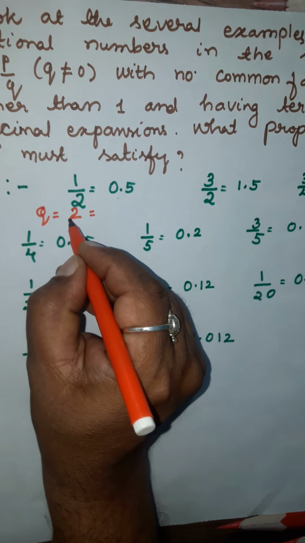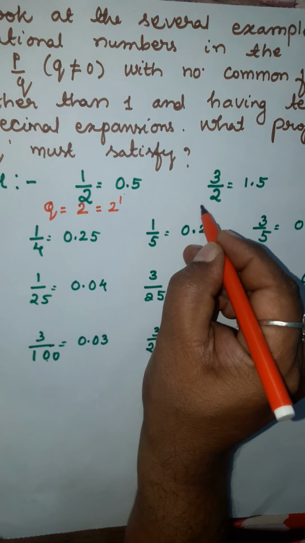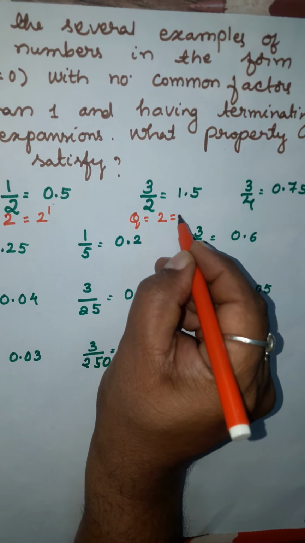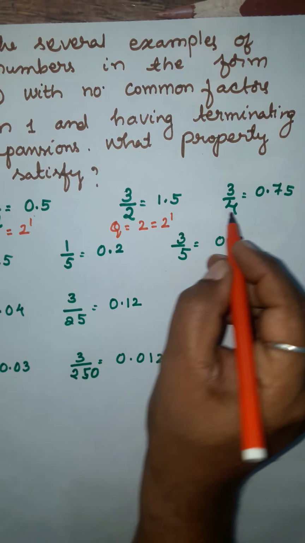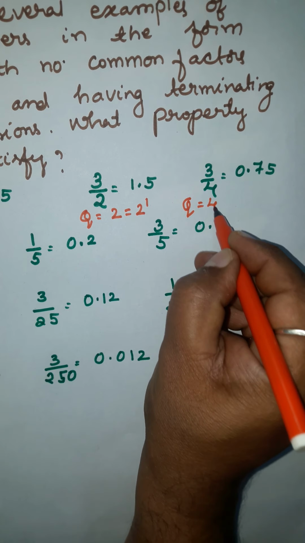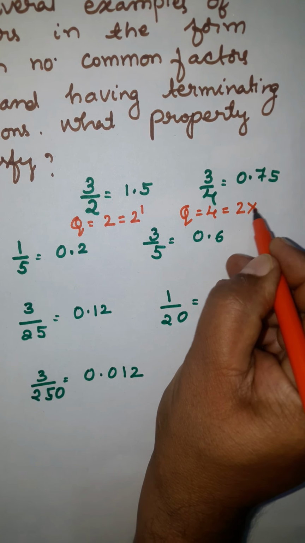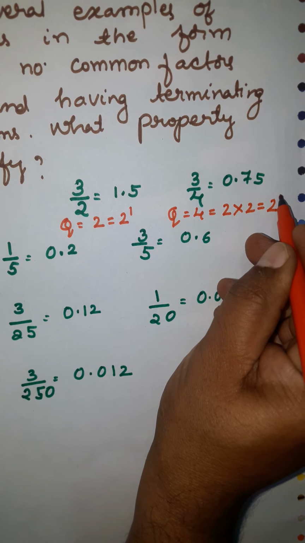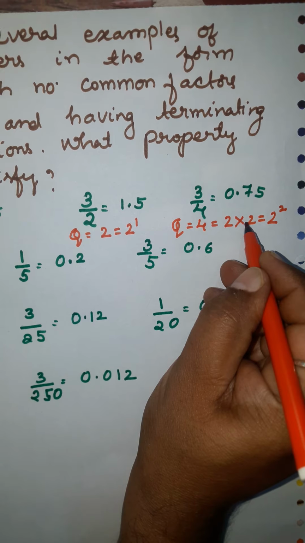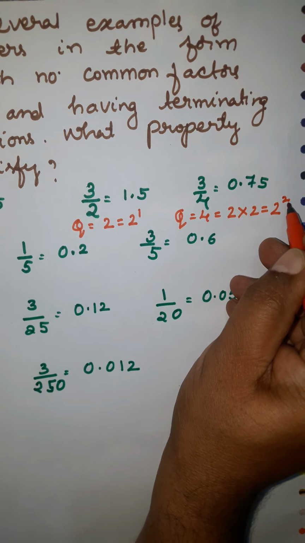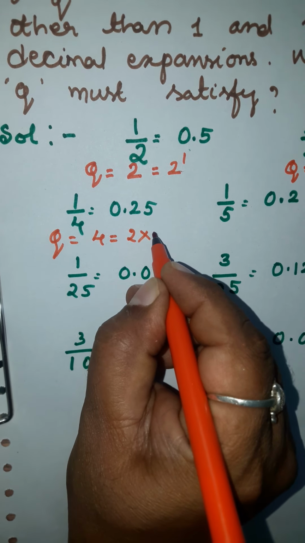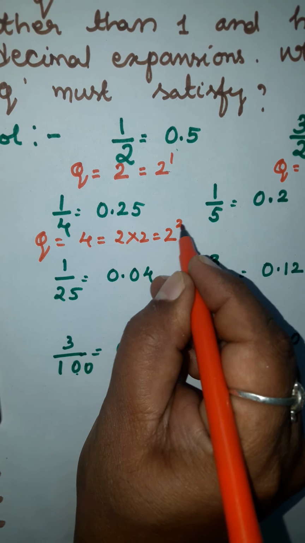So I can write 2 as 2 to the power of 1. Here the factor of 2 is 2, so I can write this as 2 to the power of 1. Here q is 4. I can write this as 2 into 2, that is equal to 2 to the power of 2. The prime factors of 4 are 2 and 2, so in terms of powers I can write 2 to the power of 2. Here q is equal to 4. I can write 4 as 2 into 2, 2 to the power of 2.